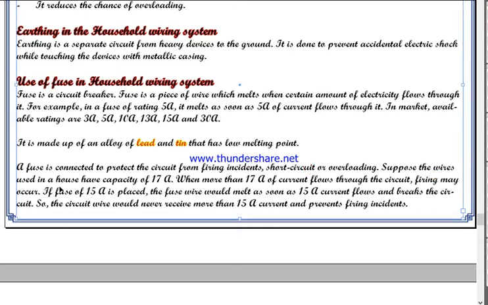Suppose the wires used in a house have a capacity of 17 ampere. When more than 17 ampere of current flows through the circuit, firing may occur. If a fuse of 15 ampere is placed, the fuse wire would melt as soon as 15 ampere current flows and break the circuit. So the circuit wire would never receive more than 15 ampere current and prevents firing incidents. Any confusion up here?